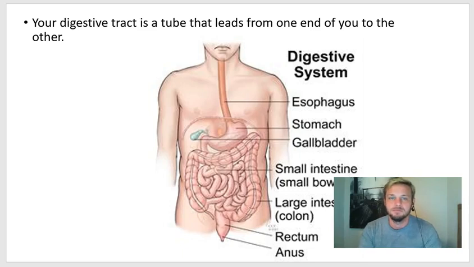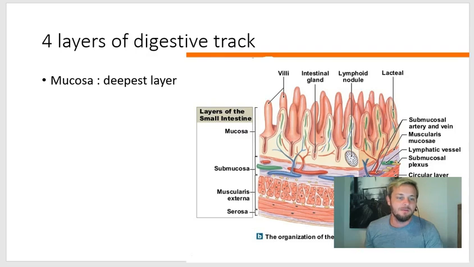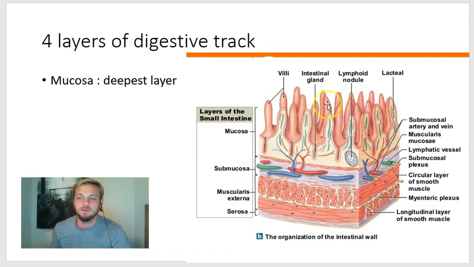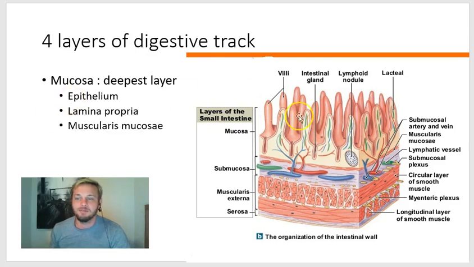Alright. So again, that alimentary canal, your digestive tract, is a tube from one end all the way to the other. You have 4 layers that make up your alimentary canal. The deepest layer, which we see right here at the top, is going to be the mucosal layer. It secretes stuff like mucus, and you also have some digestive enzymes in that layer. It's made up of epithelium.